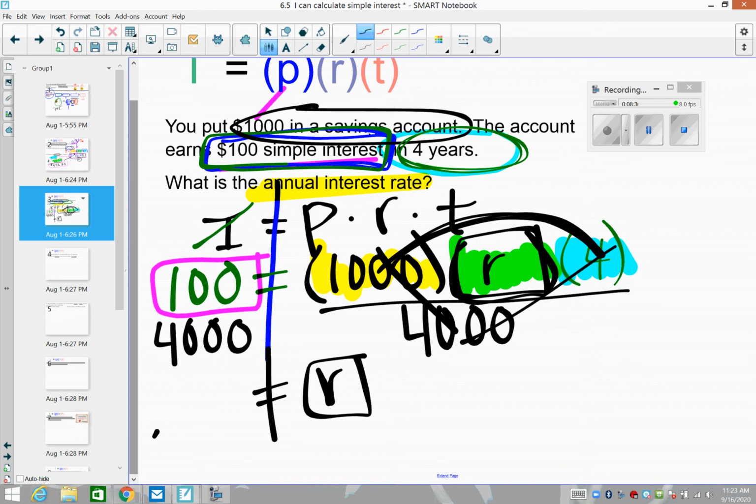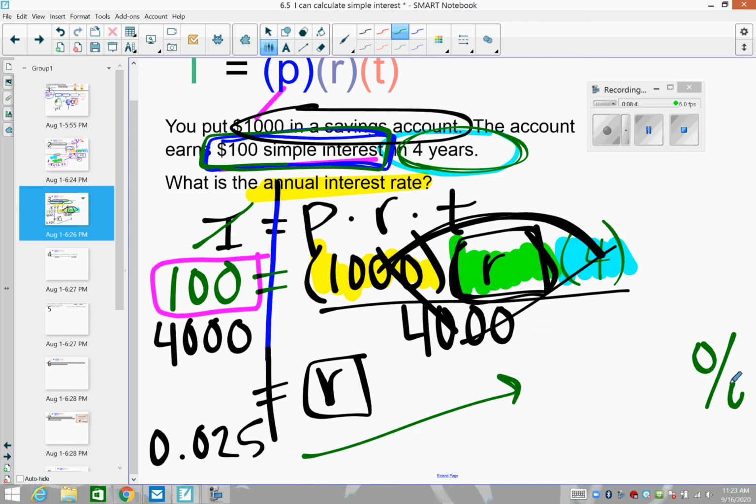And when I do that, I get 0.025 is the rate in decimal form. But I need it to be a percentage. What percent is the bank advertising?